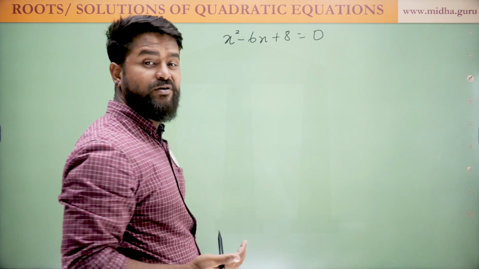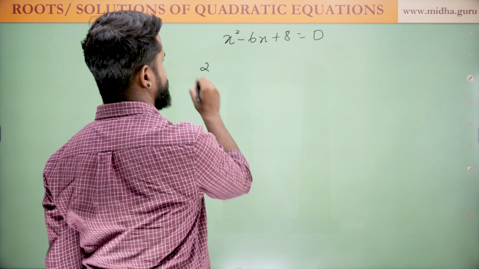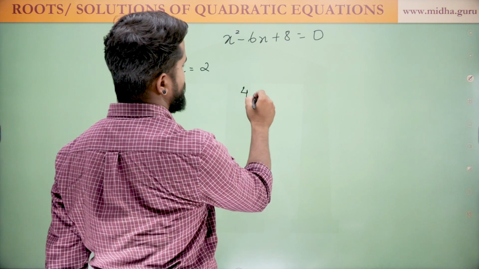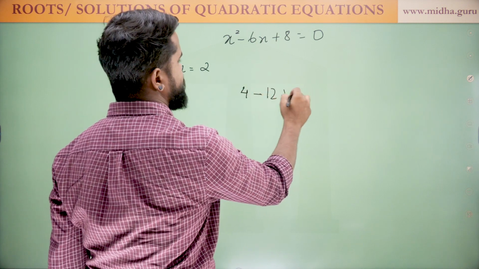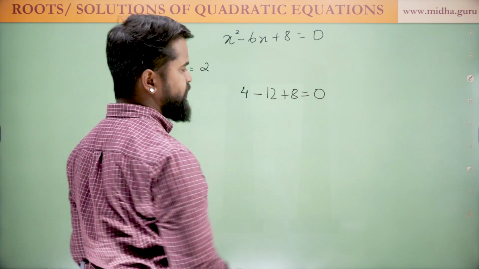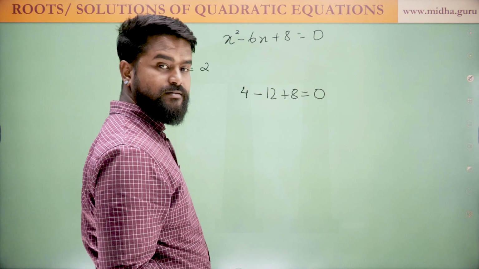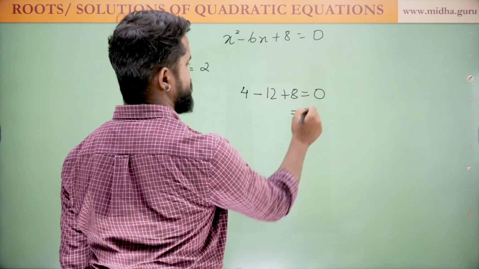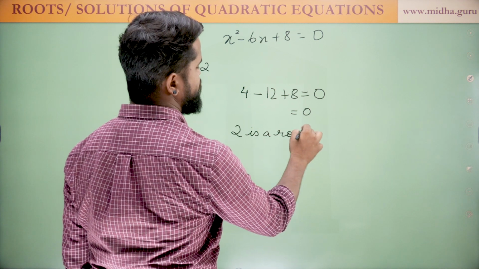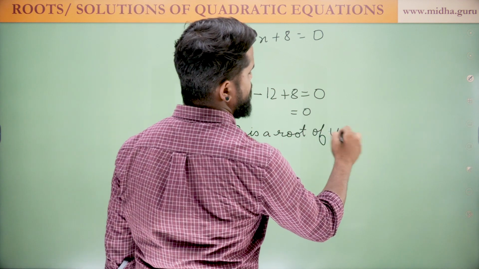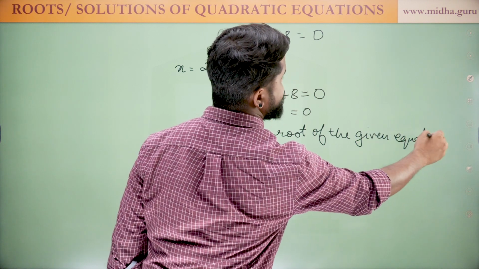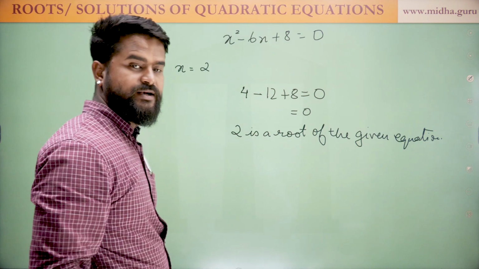Coming back to the equation itself, it was x square minus 6x plus 8 is equal to 0. Let us try and substitute a value to see. Let us say x is equal to 2. So we get 2 square, which will be 4, minus 6 into 2, which will be 12, plus 8 is equal to 0. I add 4 and 8 and I get 12, minus 12, which will be equal to 0. So here I can say that 2 is a root of the given equation, right?